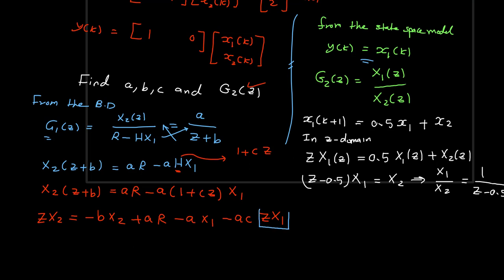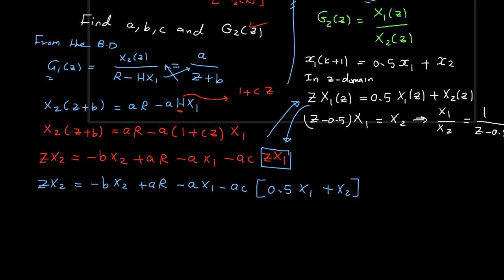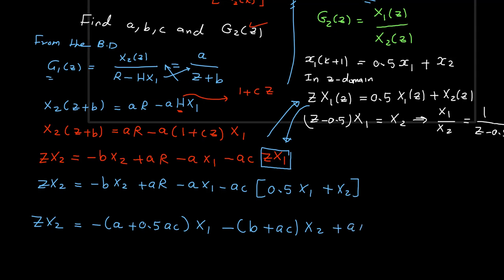Now Z x1 is this one, so let's substitute this one here. So now we have Z x2 is equal to minus B x2 plus A R minus A x1 minus AC, and instead of Z x1 I will write 0.5 x1 plus x2. Let's collect the terms. So in here Z x2 will equal minus A plus 0.5 AC x1, minus B plus AC x2 plus AR.